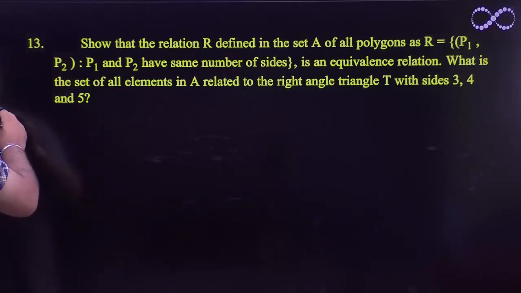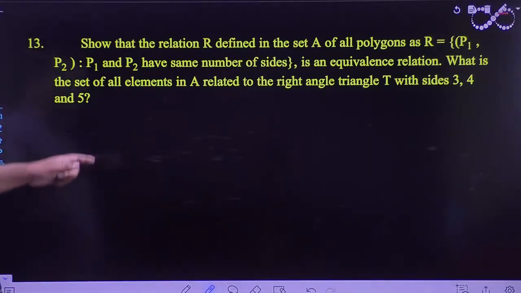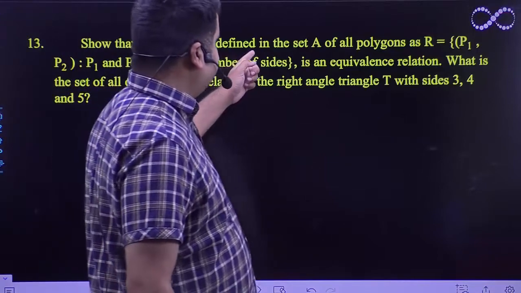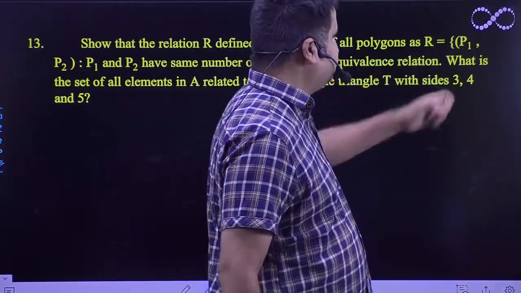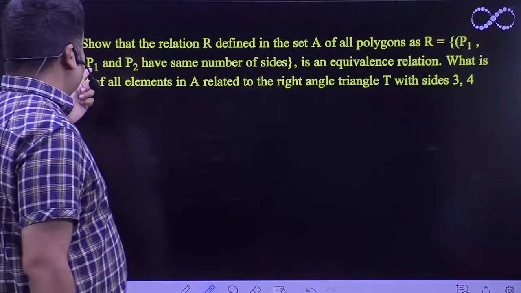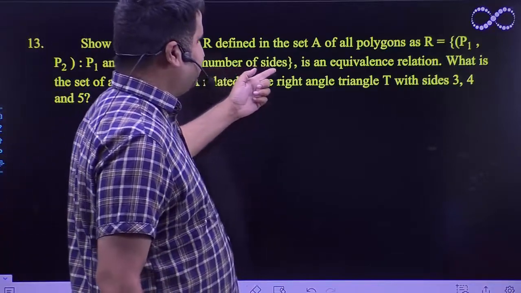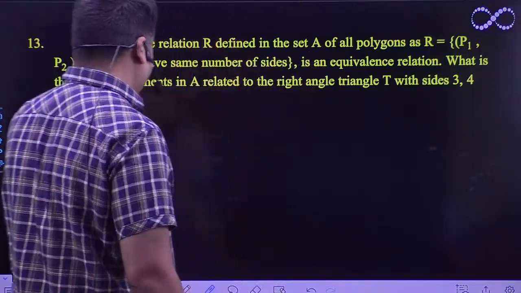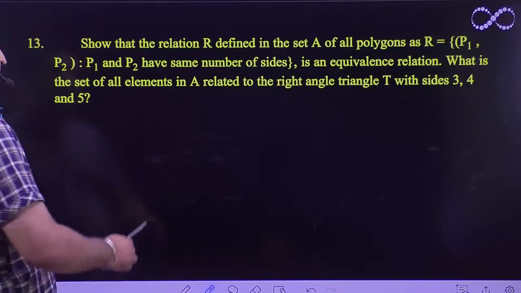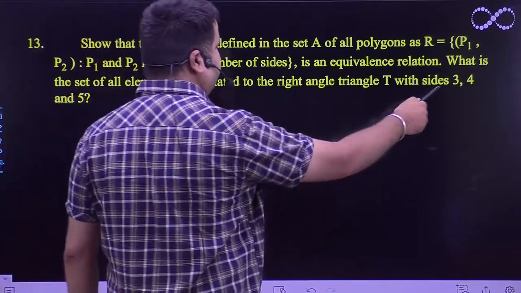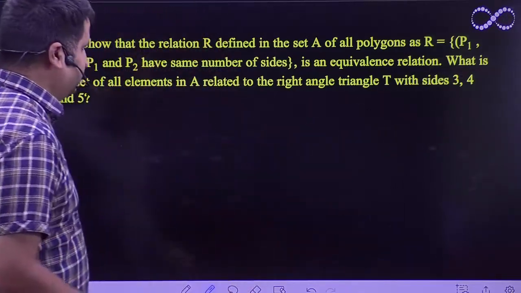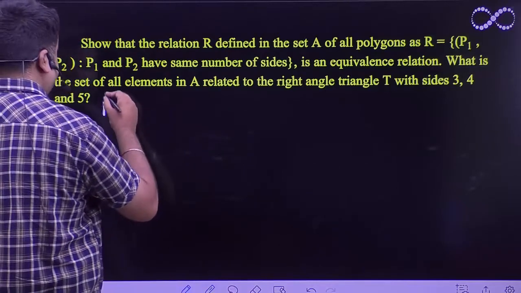Next question is quite similar to the previous one. Show that the relation R defined in the set of all the polygons (P1, P2) such that P1 and P2 have the same number of sides is an equivalence relation. Also, what is the set of all the elements in A related to a right angle triangle with sides 3, 4, 5? So let's first check for the reflexive property.